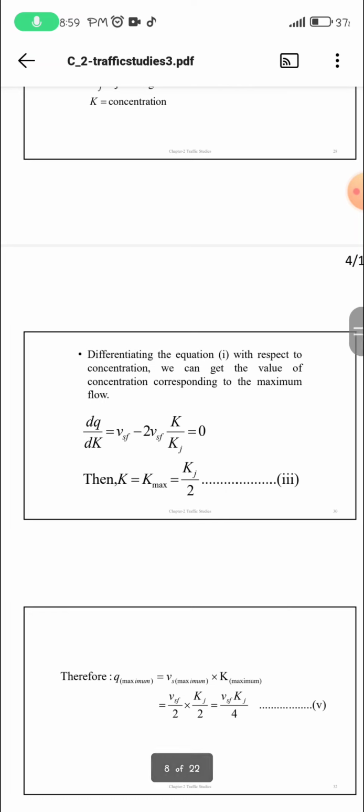Differentiating equation number 1 with respect to the concentration, we can get the value of concentration corresponding to the maximum flow. dQ by dK equal to Vf minus 2K Vf by Kj, 2 Vf into K divided by Kj equal to 0. Then K equal to K max equal to Kj by 2. Equation number 3.